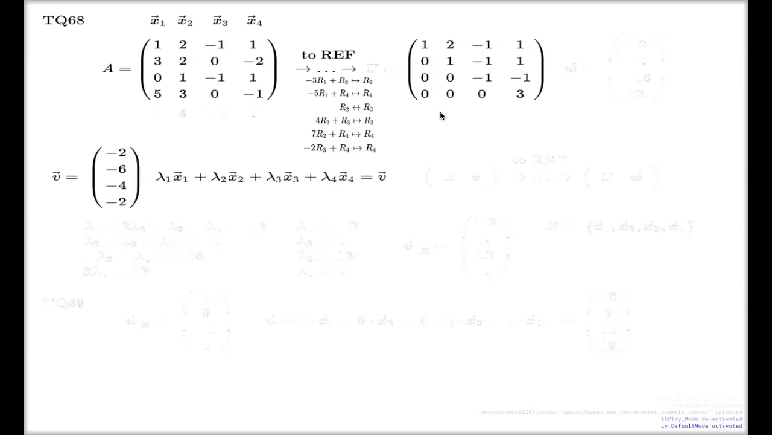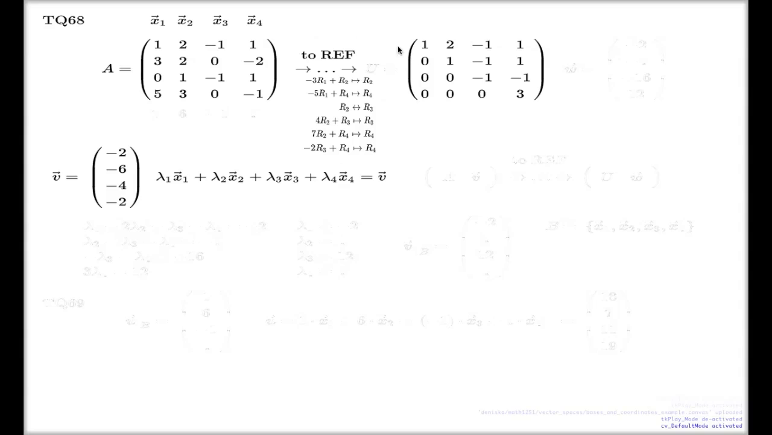Right. So the first thing I see from here is that my vectors are truly linearly independent. Here are my components, here are my pivots, all 4 pivots. So my vectors x1, x2, x3, x4 are linearly independent.